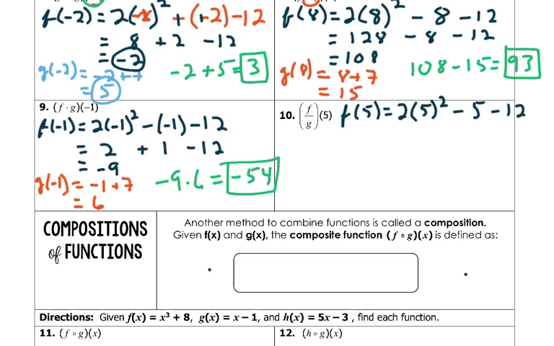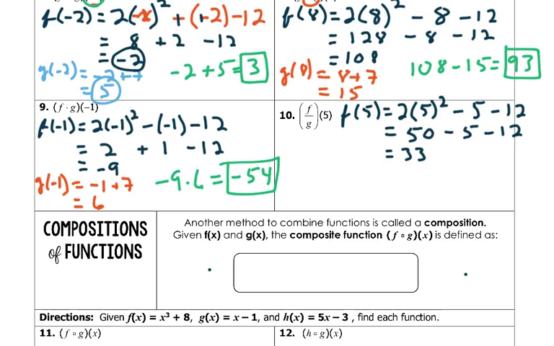All right. 5 times 2 is 20, or 5 squared, excuse me. 5 squared is 25. 25 times 2 is 50. So we have 50 minus 5 minus 12. All right. When we do this, 50 minus 5, we get 45. 45 minus 12 gives us 33. All right, so there's the function of f when x equals 5.